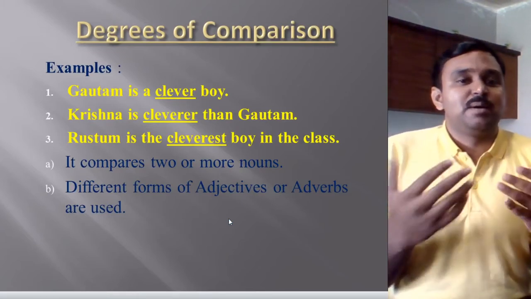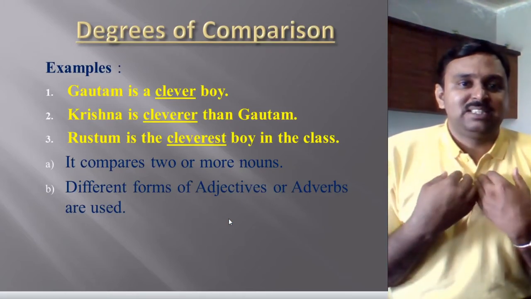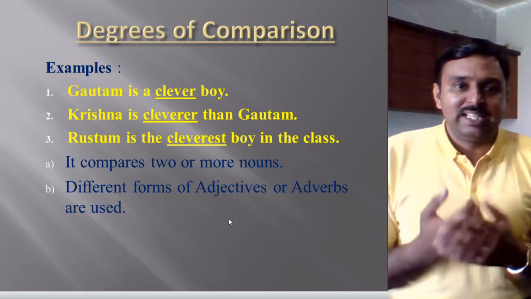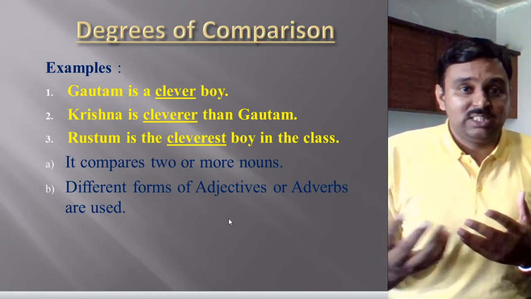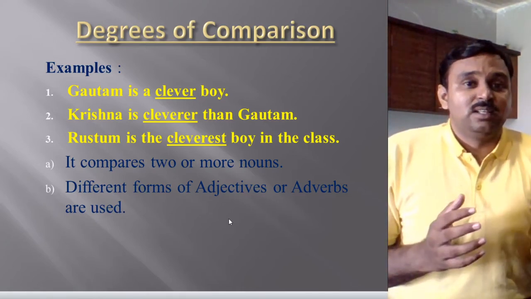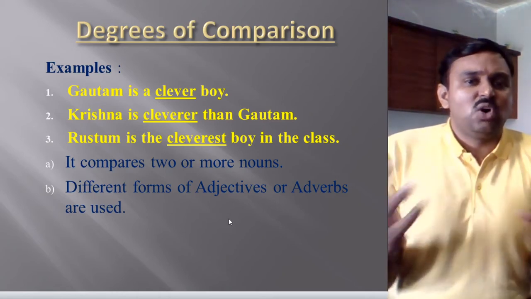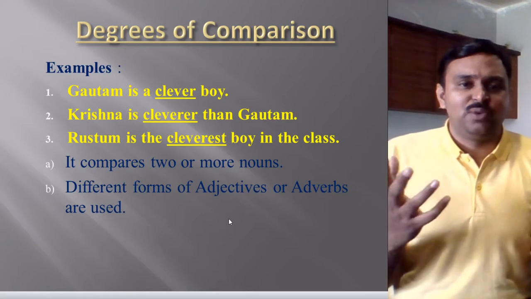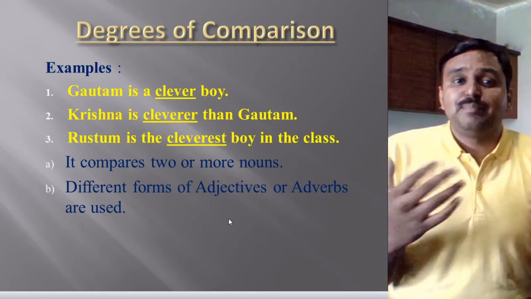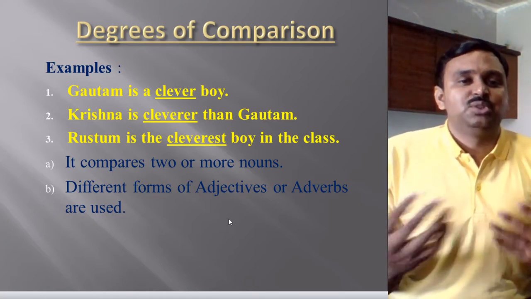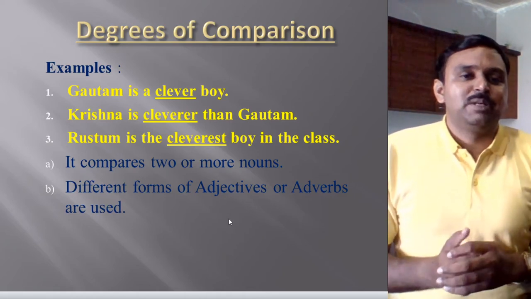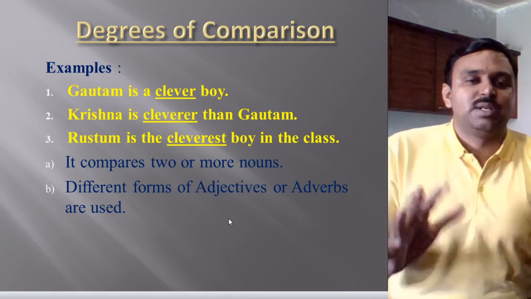Most of the time we compare, and our happiness starts with comparison only. Like he is better than me, I am taller than him, she is better than me, he is the best of all. So all the examples which I gave you are just comparisons, comparing each noun to one another. And for that purpose we use degrees of comparison.